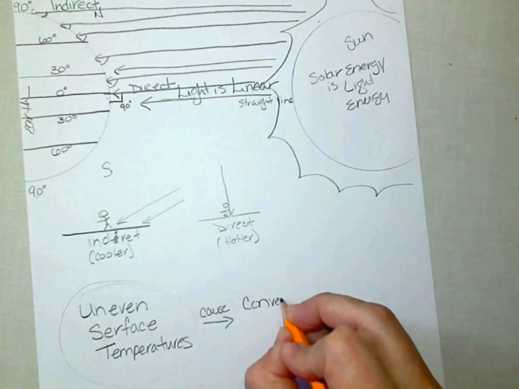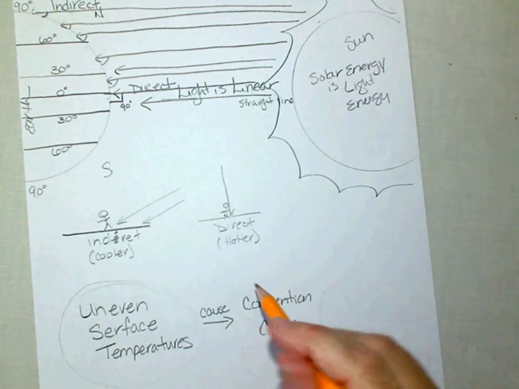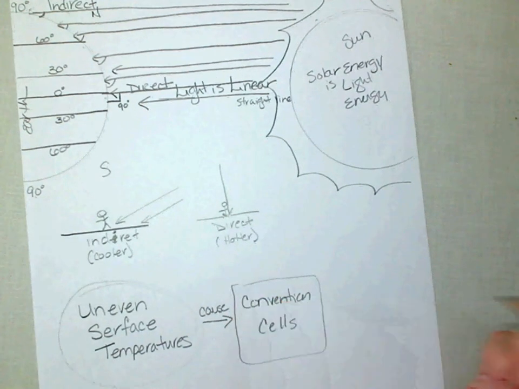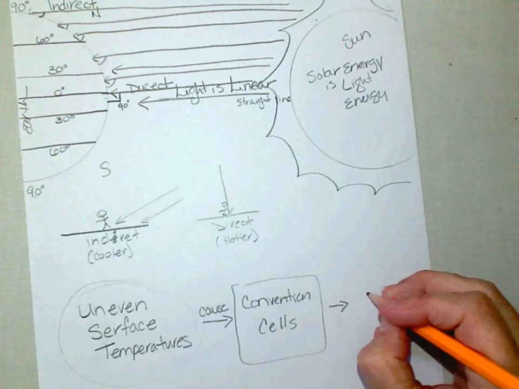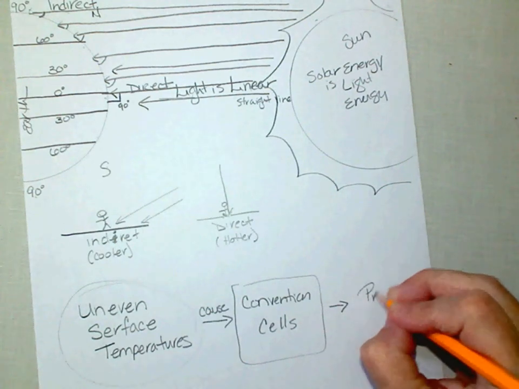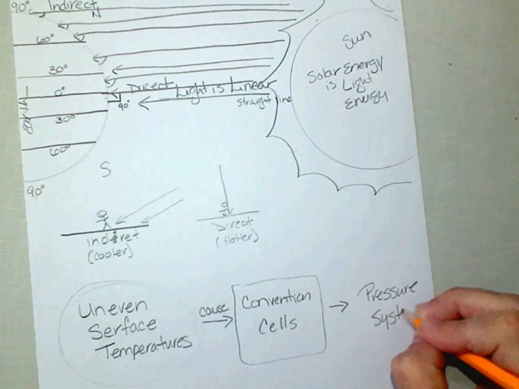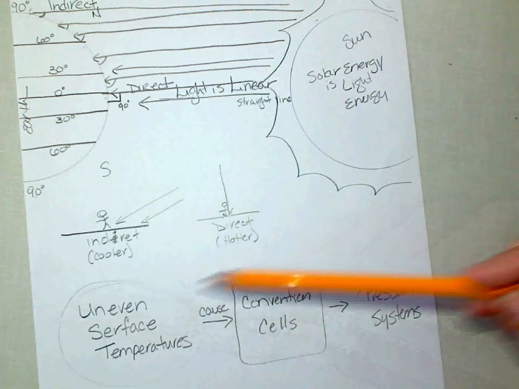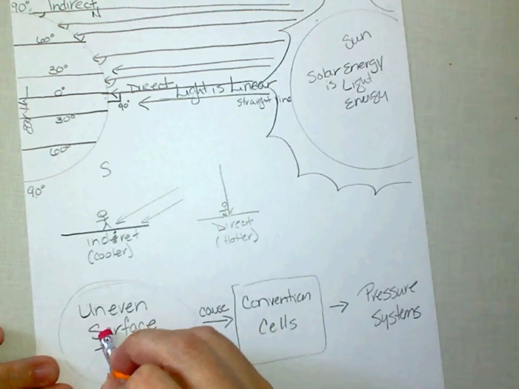Those uneven surface temperatures cause convection cells, okay? They cause convection cells on the earth. And because we have those convection cells, that causes pressure systems, and that's what's leading us into our weather and our climate. But today what we're going to be looking at here is mainly the uneven surface temperatures. It'd really be very helpful if I could actually spell here today, couldn't it?